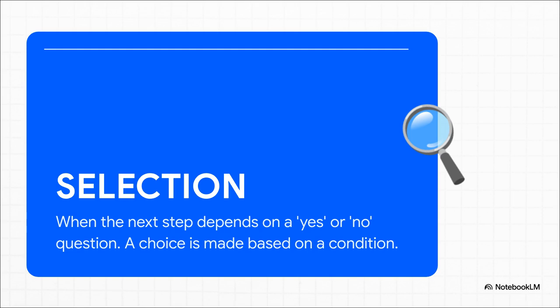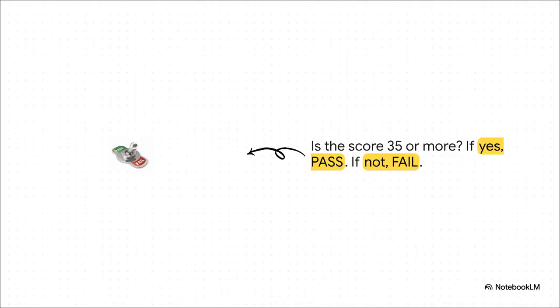The second move is selection. This is your decision-making tool. Think of it like a fork in the road. You get to a point where you have to ask a yes or no question, and your answer determines which path you're going to take next. And this right here is a perfect way to visualize it. The question is dead simple. Is the test score 35 or higher? If the answer is yes, you flip the switch to pass. If it's no, you flip it to fail. That is selection in a nutshell, a clear choice that's based on one specific condition.